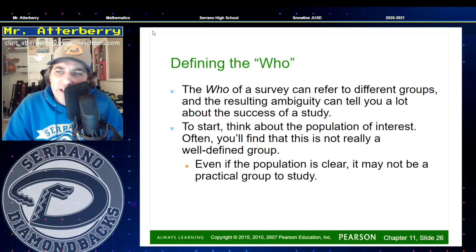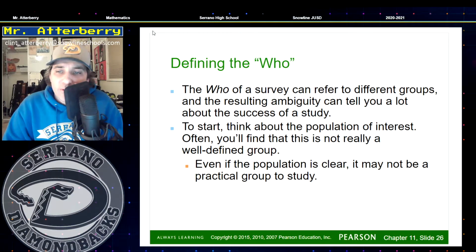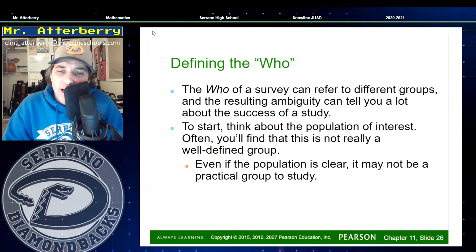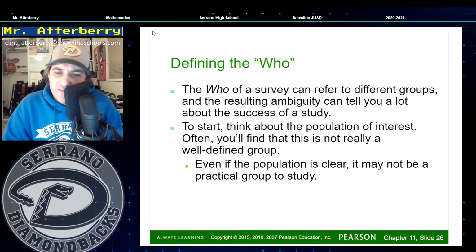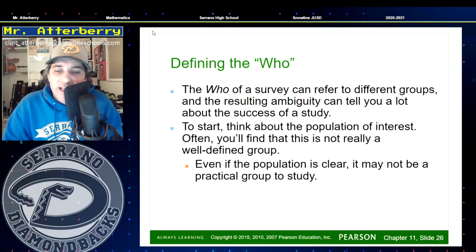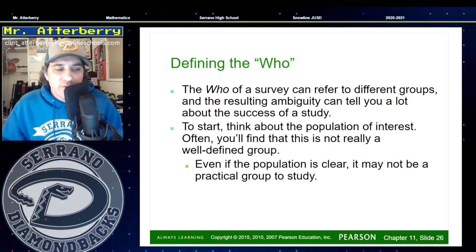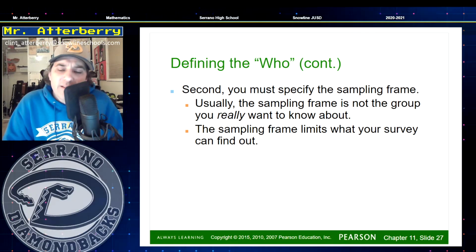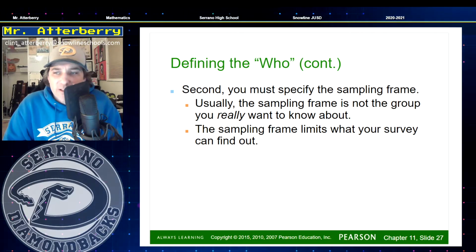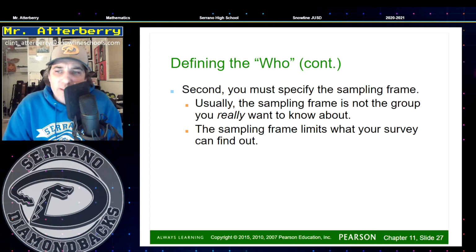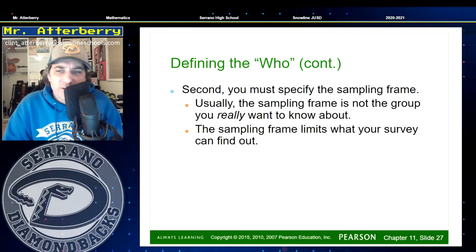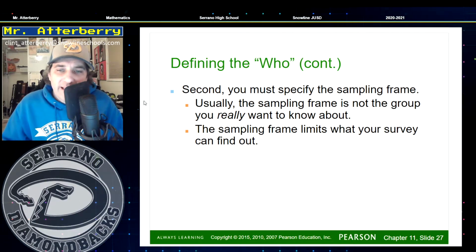So first we have to define the who. The who of a survey can refer to different groups, and the resulting ambiguity can tell you a lot about the success of a study. To start, think about the population of interest. Often you'll find that this is not really a well-defined group. Even if the population is clear, it may not be a practical group to study. Second, you must specify the sampling frame. Usually a sampling frame is not the group you really want to know about. The sampling frame limits what your survey can find out.